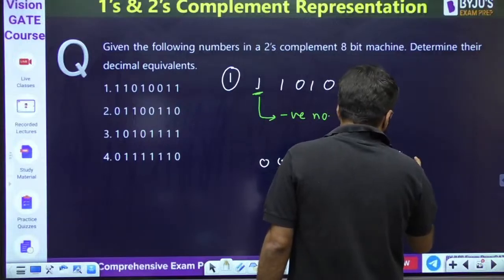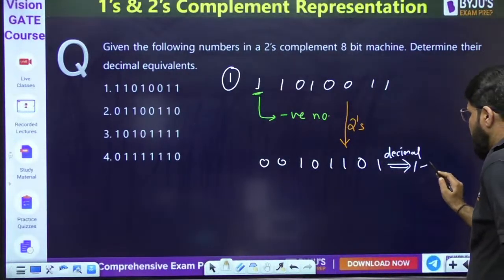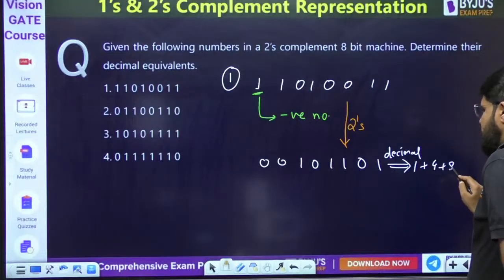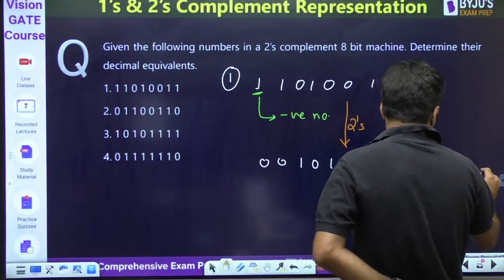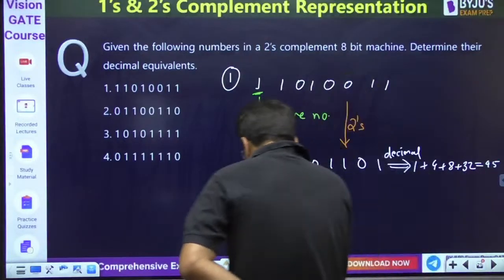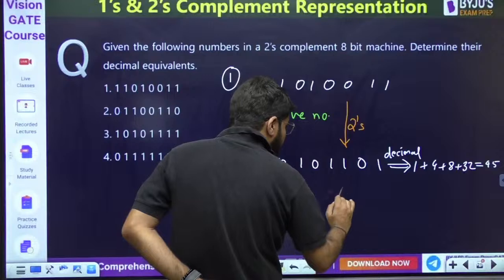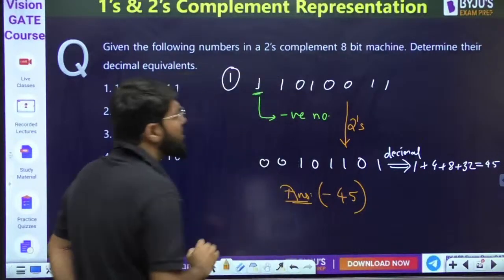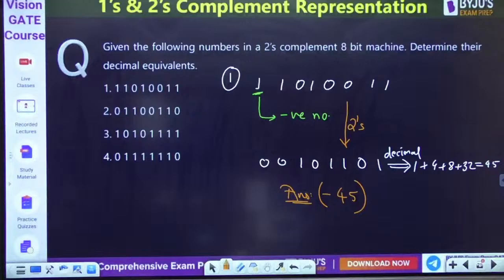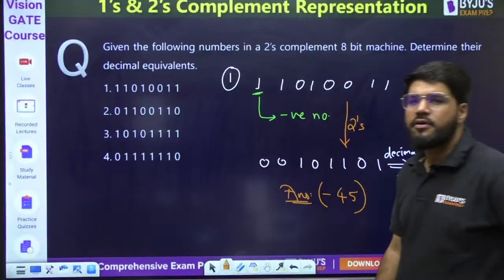Converting to decimal again by the GP method, starting with LSB 1, 2, 4, 8, 16, 32. That's it, I stop here. So this is 45. So what is my answer? The magnitude is 45, but the sign is negative, so it is minus 45. Everybody got it?